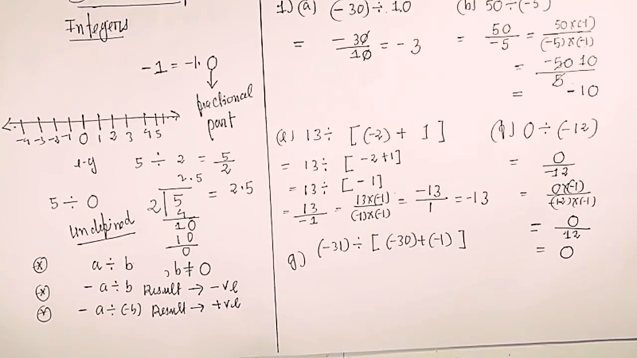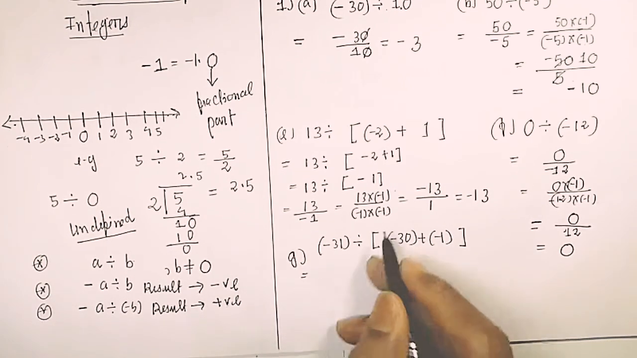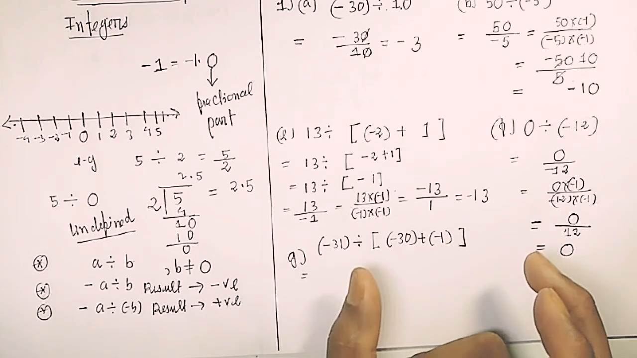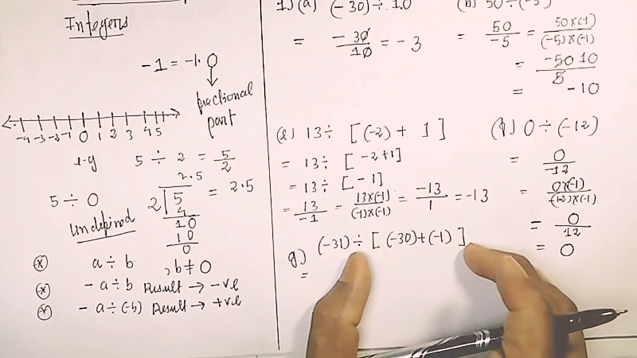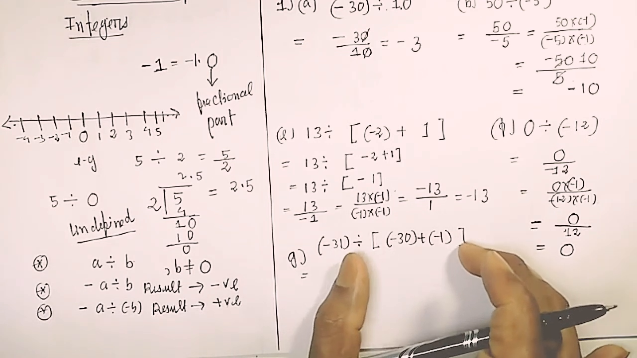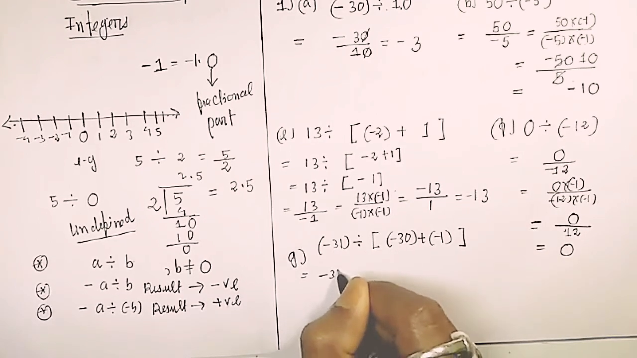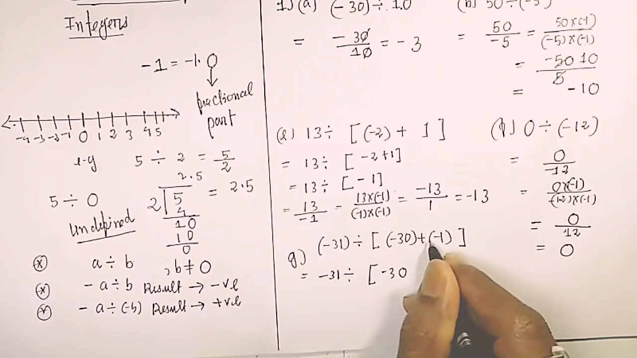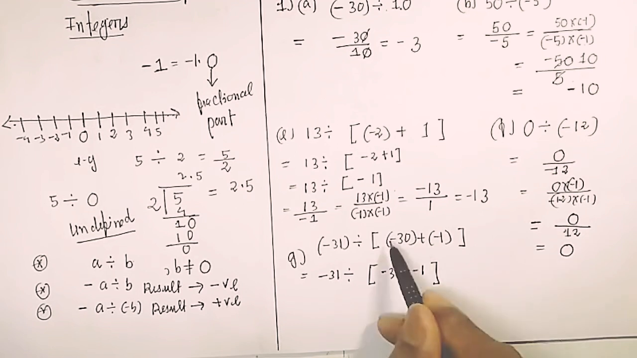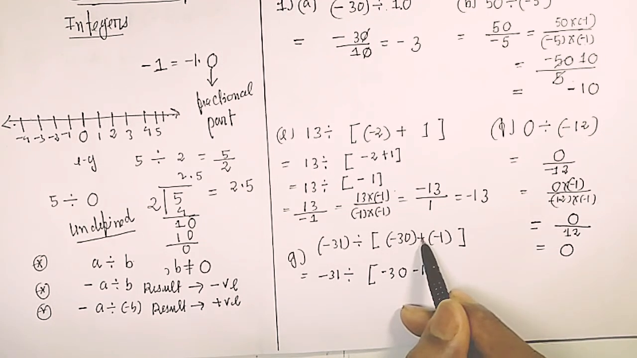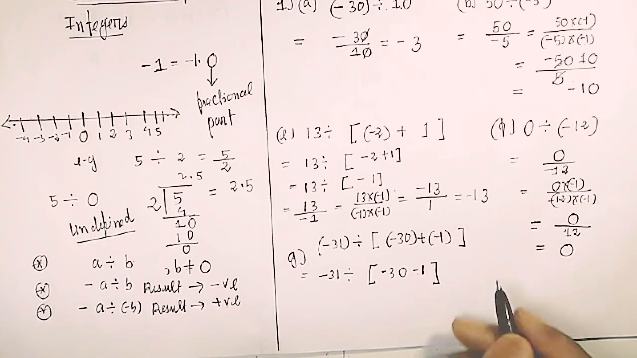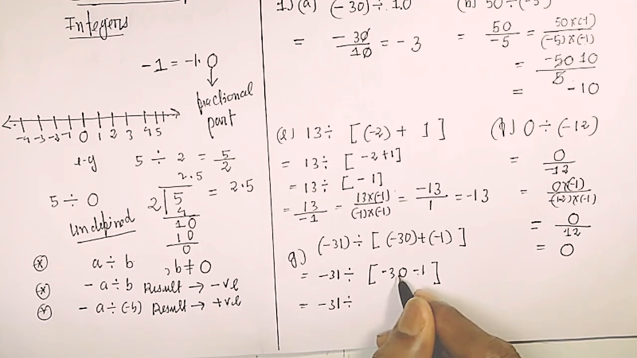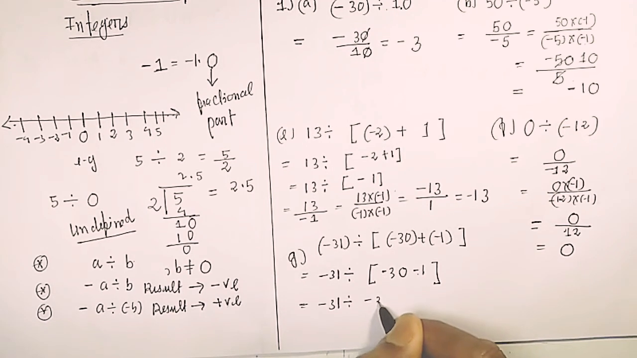So move to question number Z. Minus 31 divided by the third bracket minus 30 plus minus 1. We have already discussed that inside the bracket, we should do the simplification first. So it's minus 31 divided by the third bracket, minus 30 plus minus 1. Simply remove the bracket, it's minus 30, plus into minus 1 is minus 1. So minus 31 divided by minus 30 minus 1, it becomes minus 31.